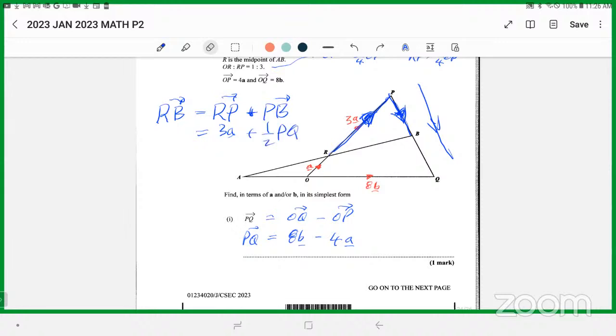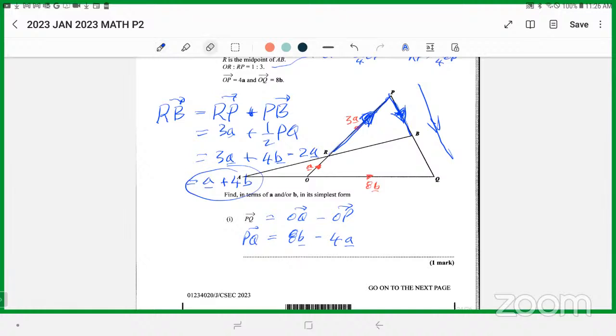Half of PQ, sorry. Half of PQ, just half of this now. That's what half of PQ is, half of that. So this becomes 3A plus half of this, which is 4B minus 2A. I'm writing it right there. And then you consolidate them. 3A minus the 2A is A. And then you have this 4B. And that is the answer. A plus 4B. That is the answer.